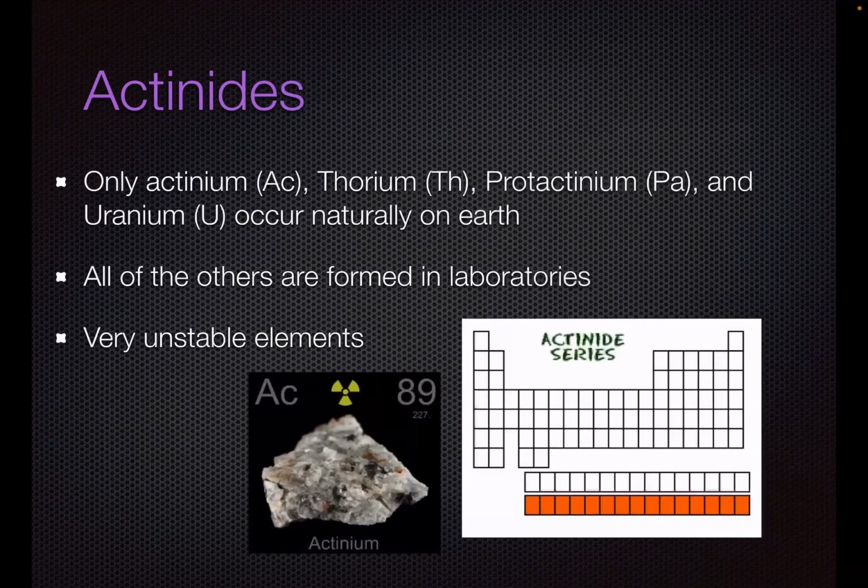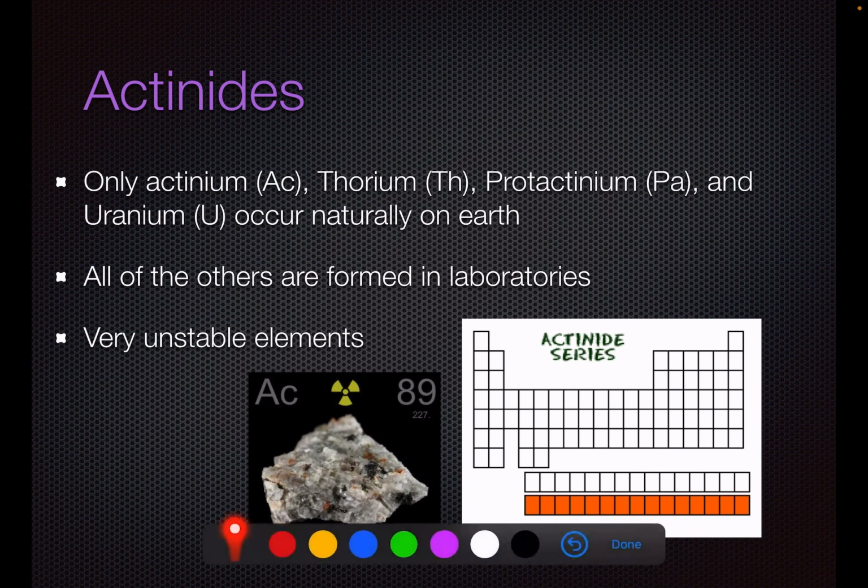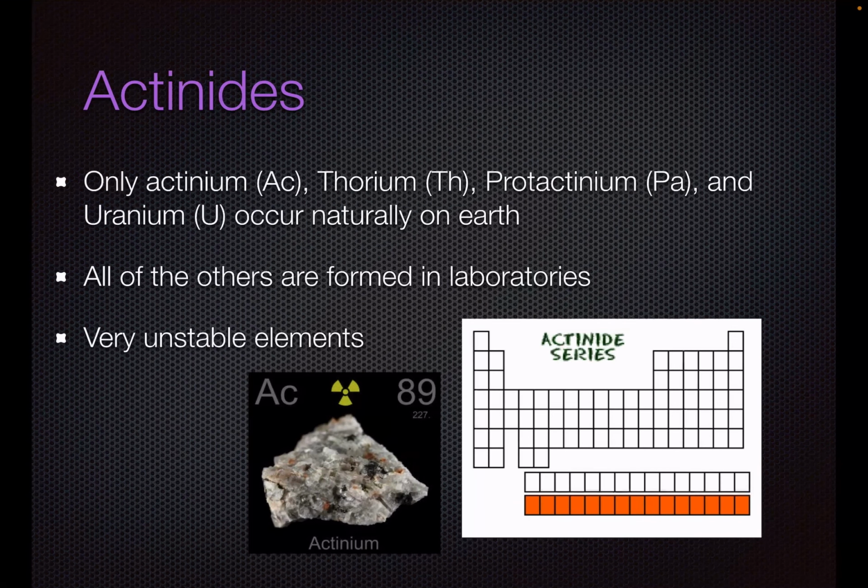So the last group of metals that we're going to look at today is the actinides. That is the bottom row from those drop down ones. Okay, so one more new color, adding a square, adding to your key, and so on. All right, for the actinides, there's only a couple that occur naturally on Earth. So actinium, thorium, protactinium, and uranium occur naturally on Earth.